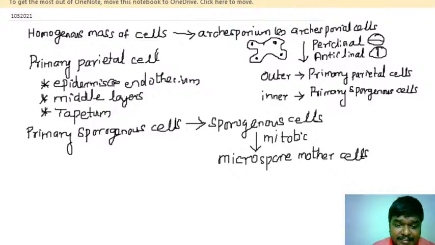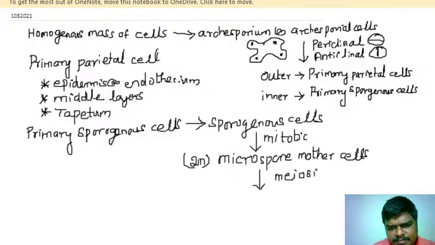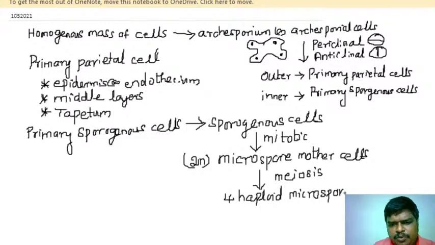These microspore mother cells now undergo the meiosis process. First, you can see that the sporogenous cells undergo the mitotic process and form microspore mother cells. These are diploid. Now they undergo the process called meiosis. So in the meiosis process, they produce 4 haploid microspores.